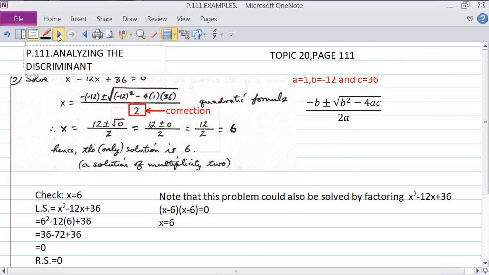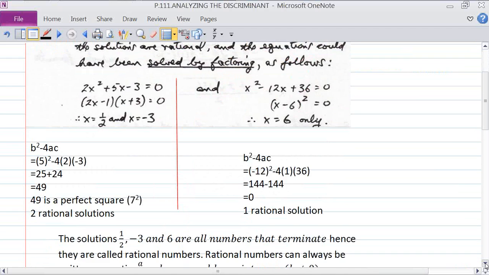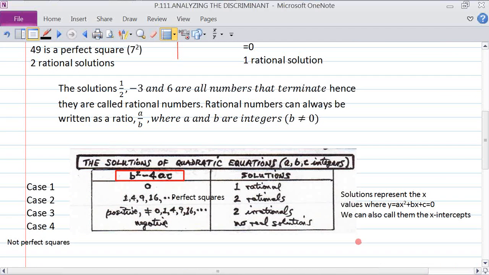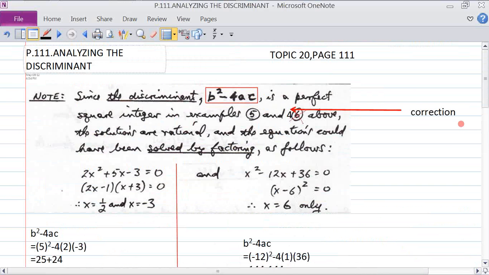Now, the last part on page 111 is a discussion of the discriminant. And what we do is we're going to look at different examples, and we're going to categorize them as to one of 4 categories that we have down here at the bottom of this page. So we're going to look at each one of these cases, and try to give an example. And here, what we're going to do is calculate b squared minus 4ac.